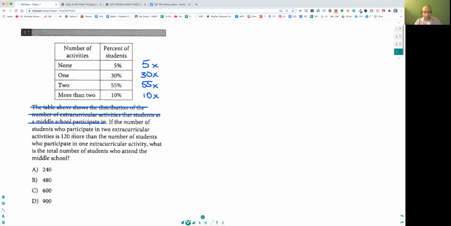If the number of students who participated in 2 extracurricular activities, that means these numbers, right? The number of students who participate is 120 more than the people who participate in 1 activity, which means this, right? So 55x is equal to 120 more. So you're going to write down 30x plus 120.